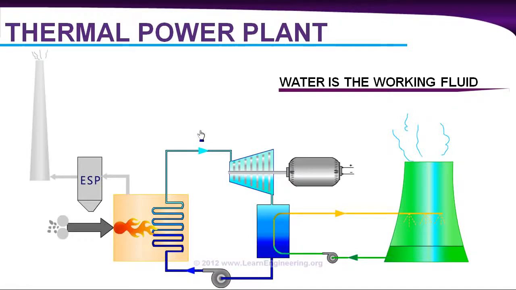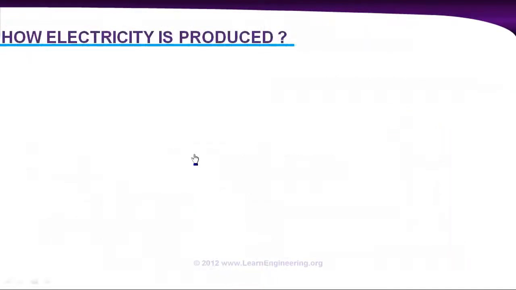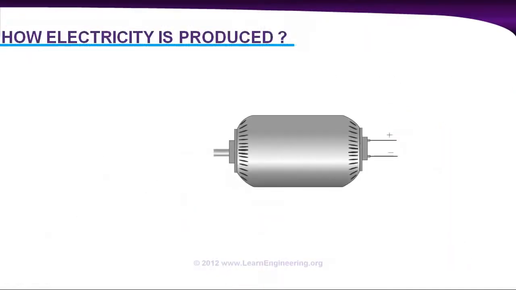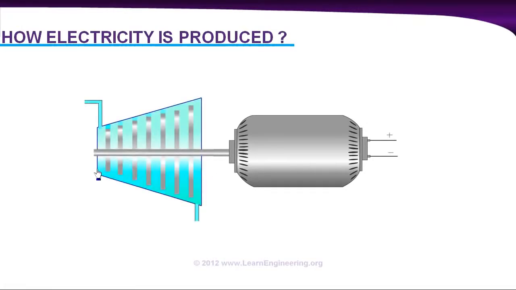So, the basic question, how is electricity produced? And here is the answer, using a generator. And if we can rotate the shaft of the generator, we can produce electricity over here. In thermal power plants, we will rotate this shaft with the help of a steam turbine, like this. You can connect a steam turbine to the generator shaft. And if you can rotate the blades of this turbine, you will get electricity over here.